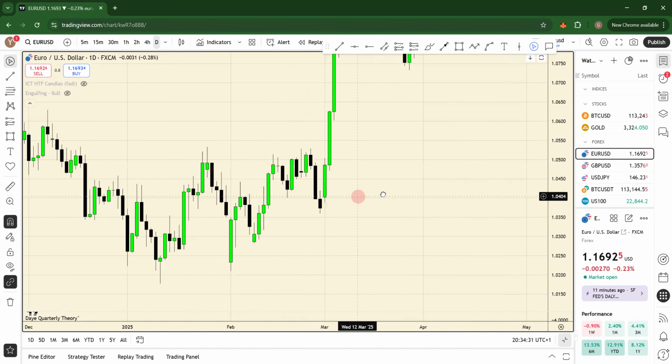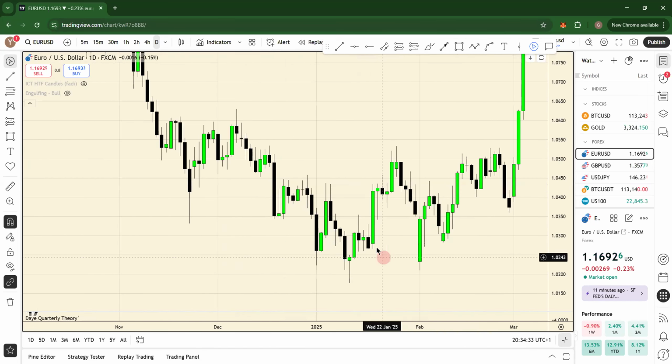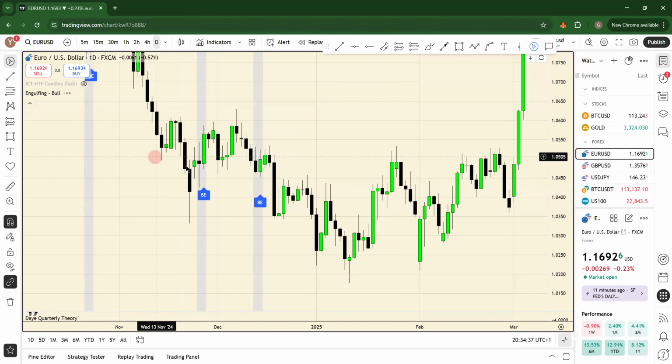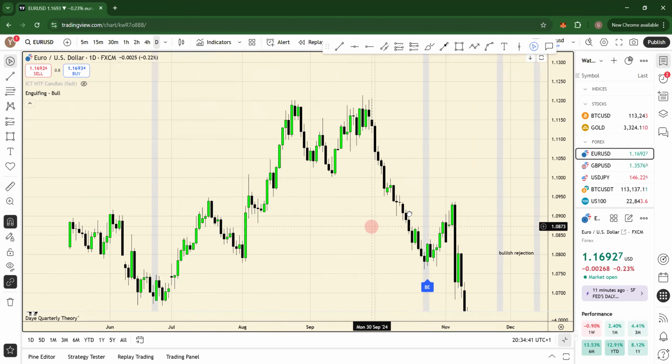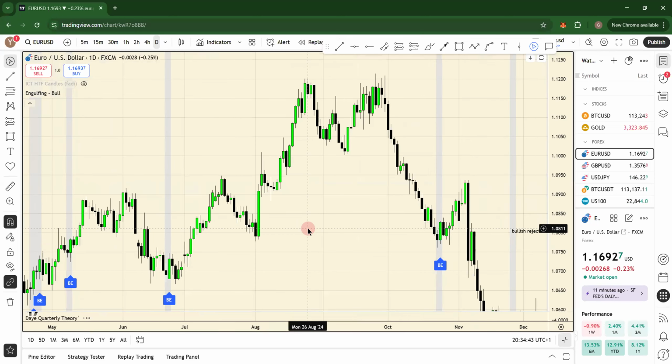This is another bullish engulfing. There are actually so many of them, all right? Everywhere you see on my screen that you have a line like that, it's a bullish engulfing and so on. There are going to be a lot of them. This is one nice one.